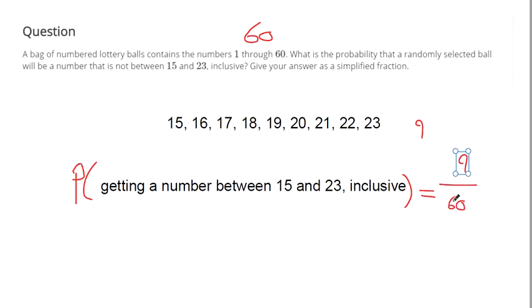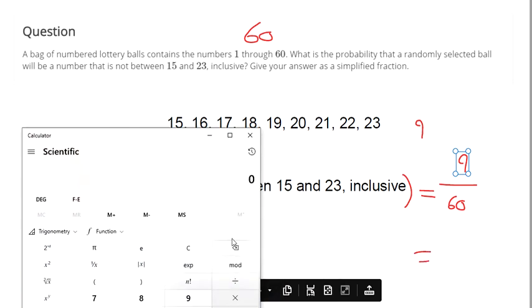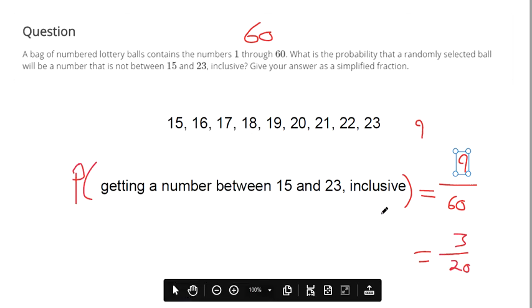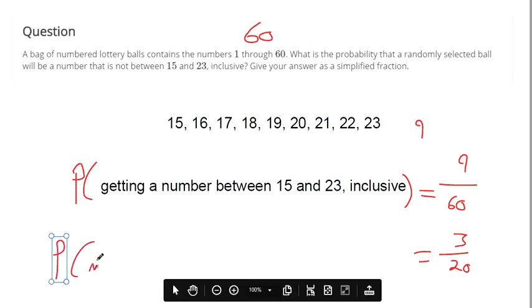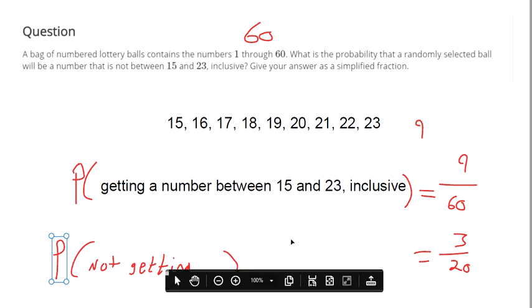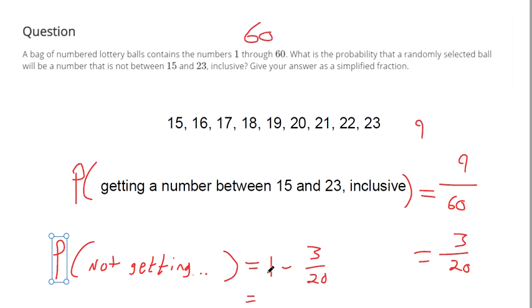So that's 9 divided by 60. They want a simplified fraction, so let's simplify this. That's 3 over 20. That's the probability of getting a number between 15 and 23. We can use an idea called the complement to find the probability of not getting a number between 15 and 23. All you have to do to find a complement is you take 1 and subtract it by the original probability. So if you do that for this problem, you've got to get common denominators. 1 is just 20 over 20.